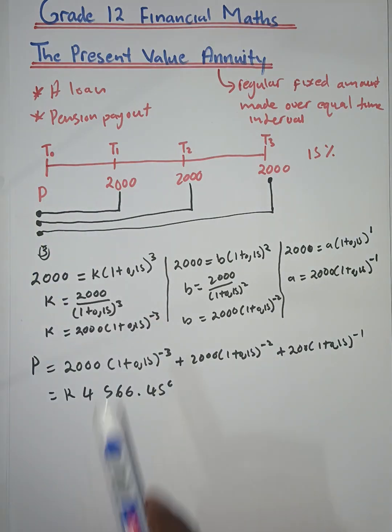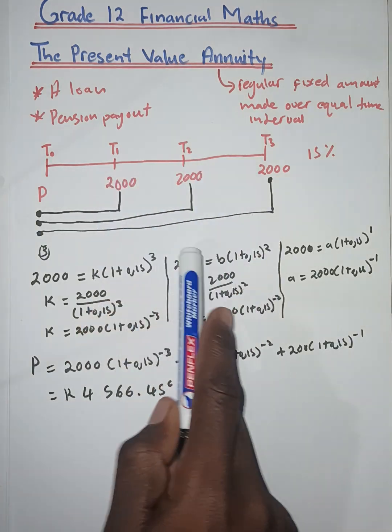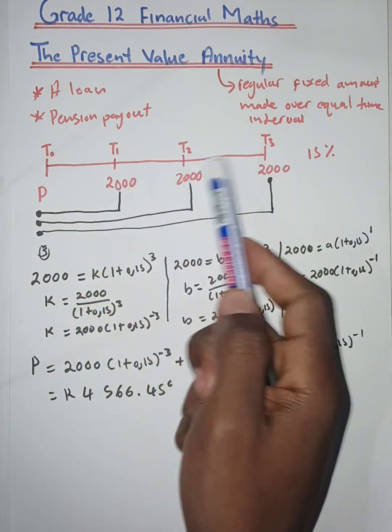So you can already see that you would end up paying more. If you add all of those amounts, 2000 three times, this would be 6,000 in this case.